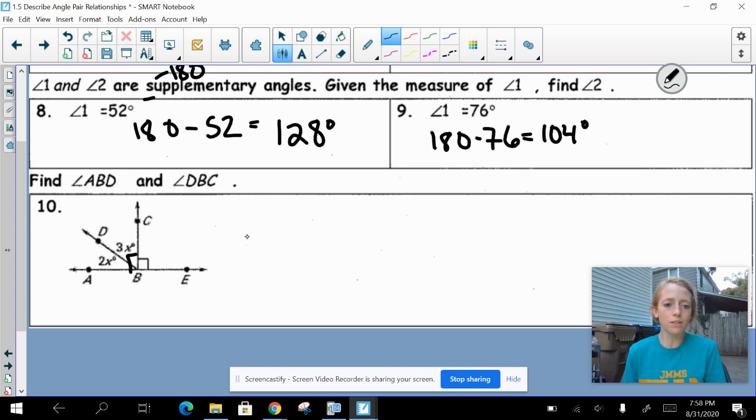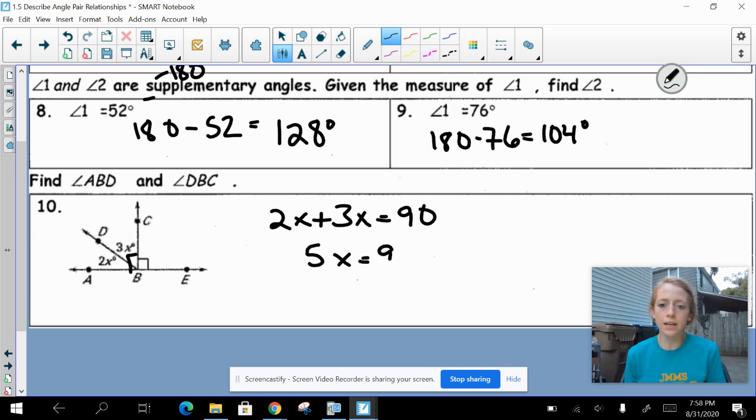So the correct equation that you would want to write here would be one of just complementary angles. 2x plus 3x adds up to 90. So this would be 5x equals 90, and I think this would be 18. 90 divided by 5 is 18. Yes, so x is 18.